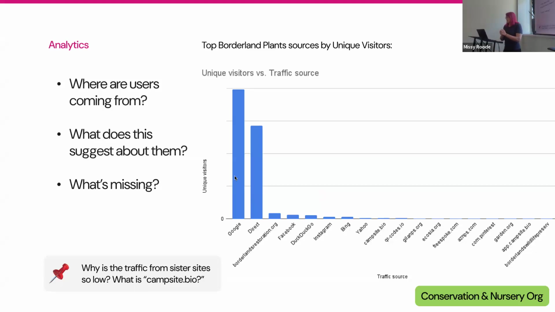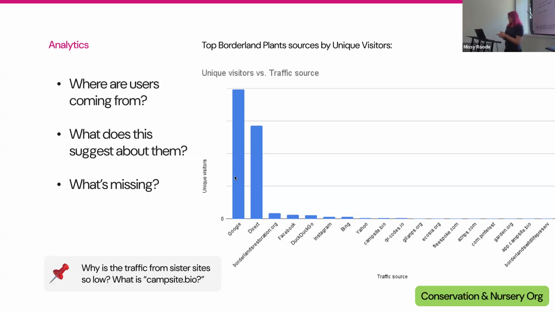And so the first example we have here is, what are the sources? Where are people coming from online to land? In this case, this was the conservation and nursery site. So we wanted to know where were they coming from. And in this case, what you can see here is you have a lot of people coming from Google. Vast majority of people are coming directly from Google.